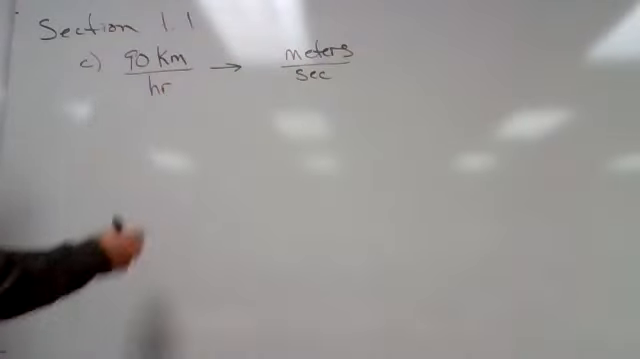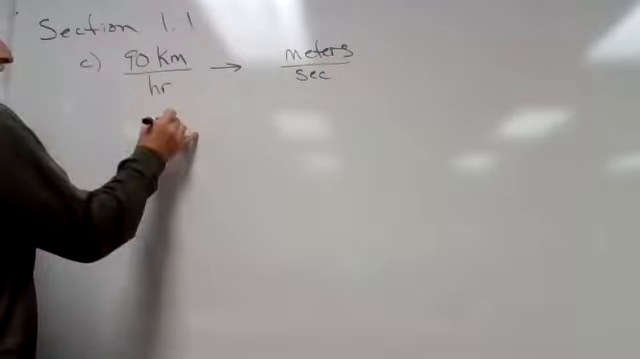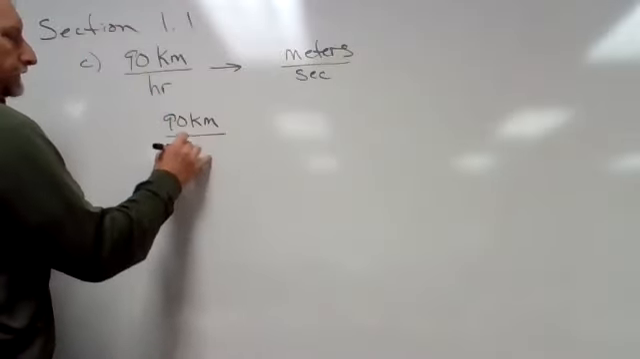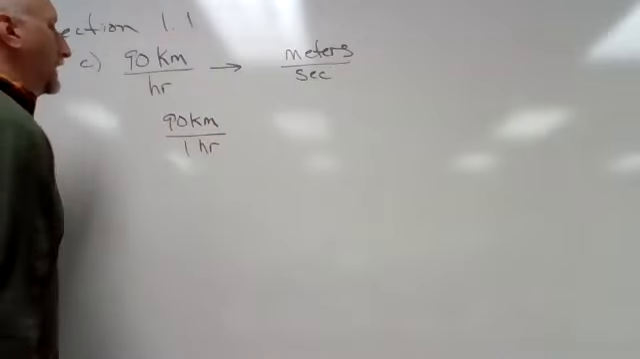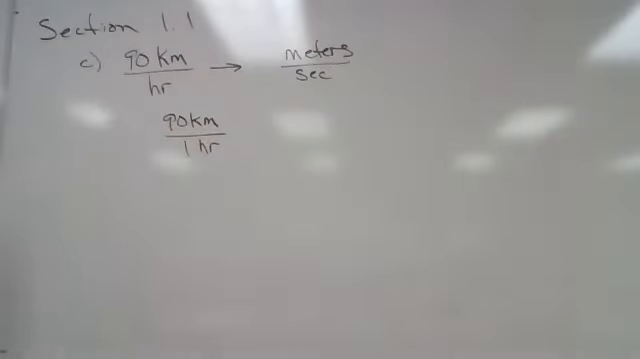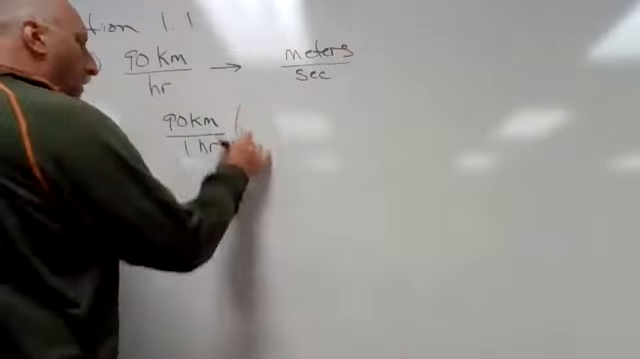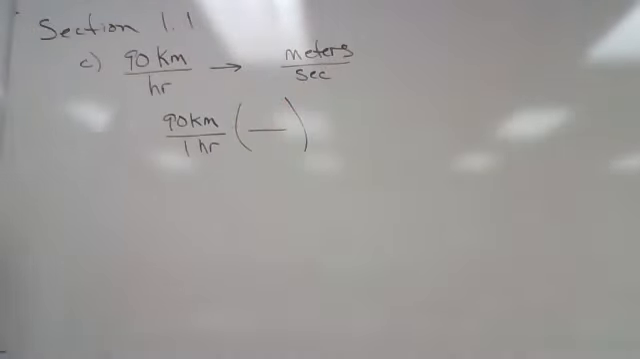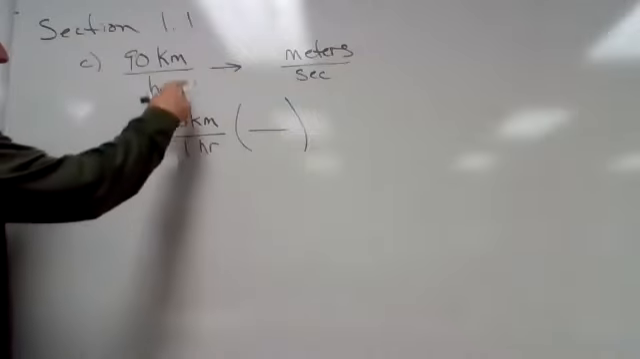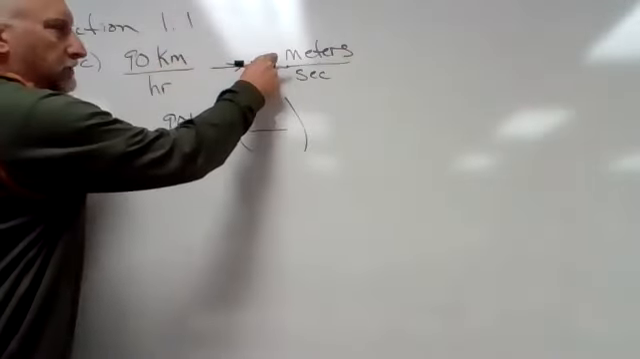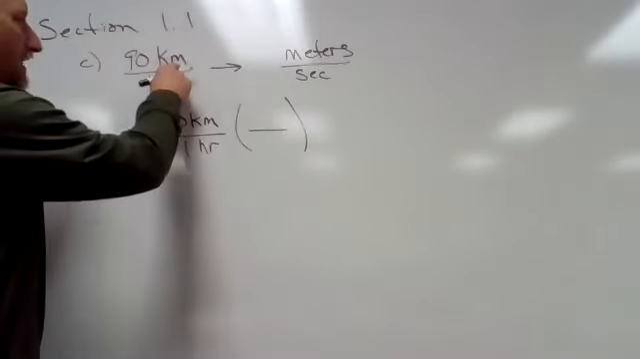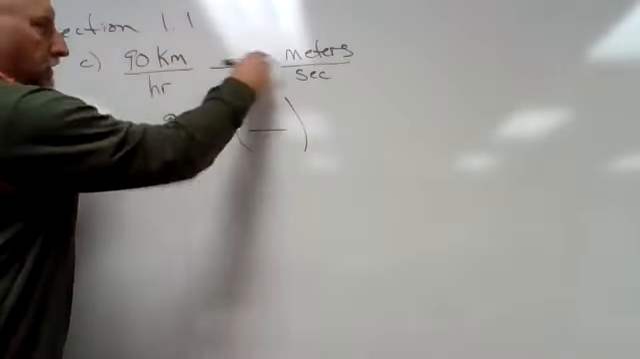Here's how I'd like you to work this out. Write down the original fraction. Include your units: 90 kilometers for 1 hour. What we are going to do is multiply by conversion units. We can convert kilometers to meters, or convert hours to seconds first. It doesn't matter. I'm going to convert kilometers to meters.